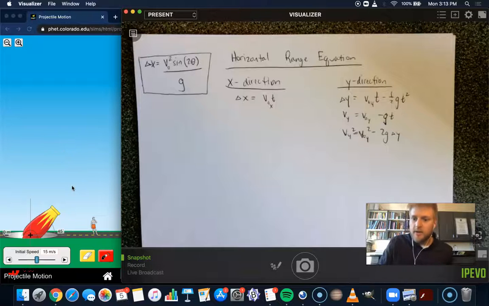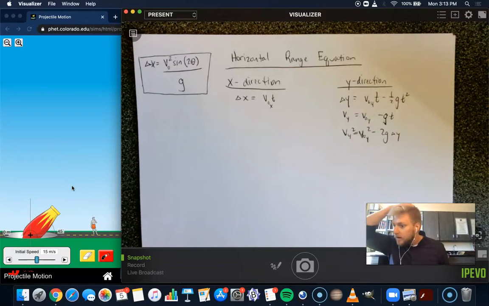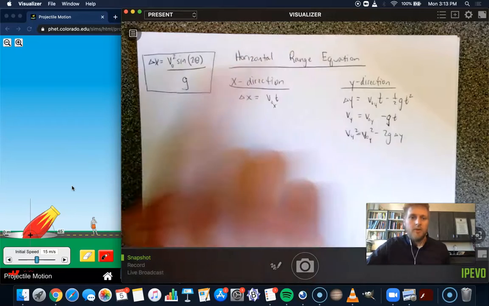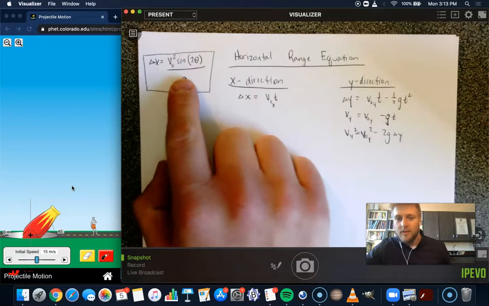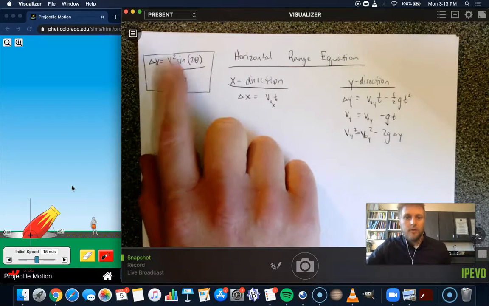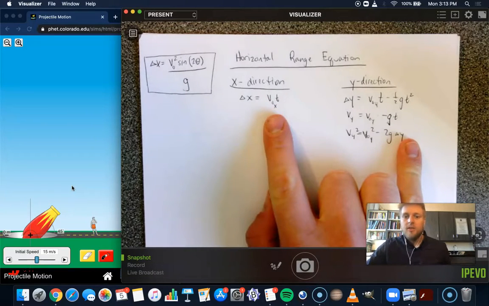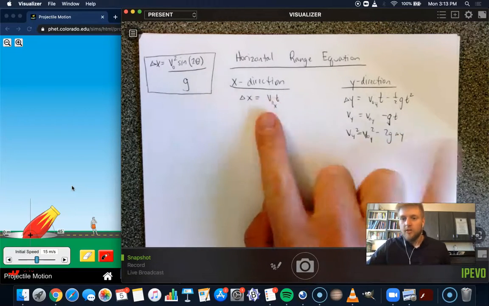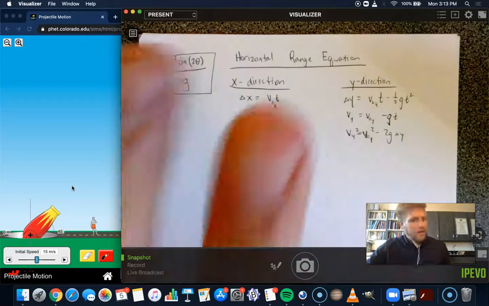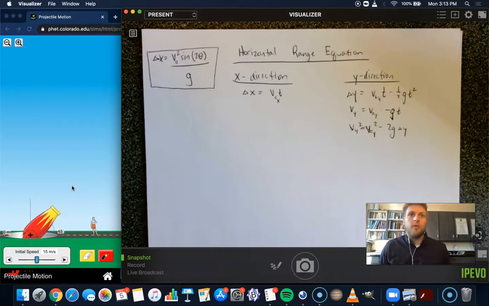Alright, scholars, we are going to take some quick notes on the horizontal range equation, which you can see looks kind of like a disaster. We're going to show you where that comes from here, and it's just going to come from these two sets of equations, our x and y equations, and we're going to draw a picture, set it up like we normally do, and so on. Before we do that, I just want to show you what we're talking about.